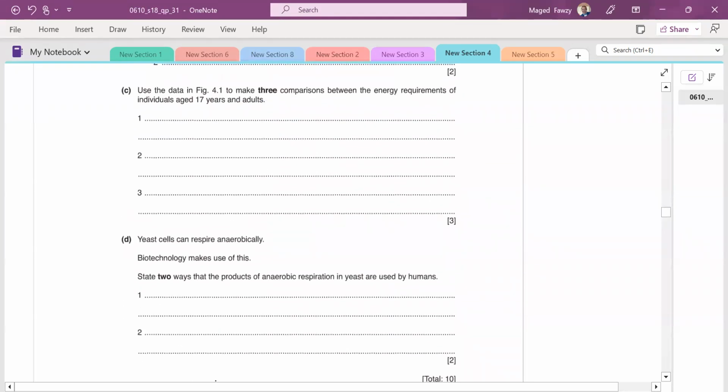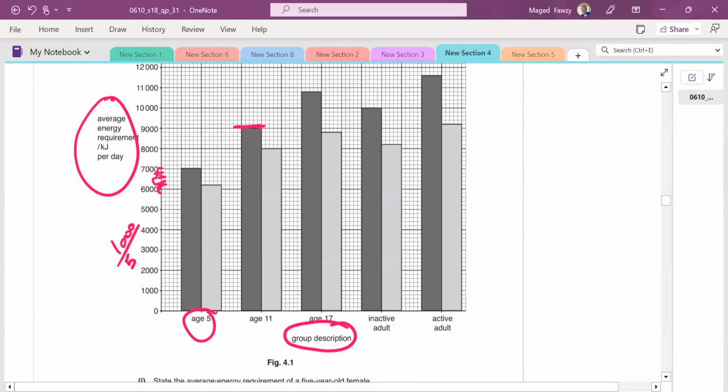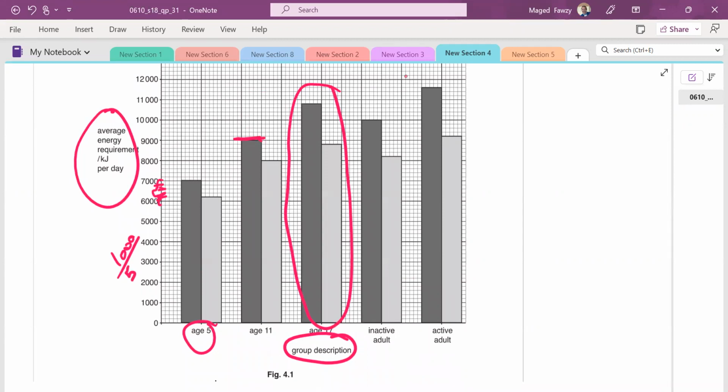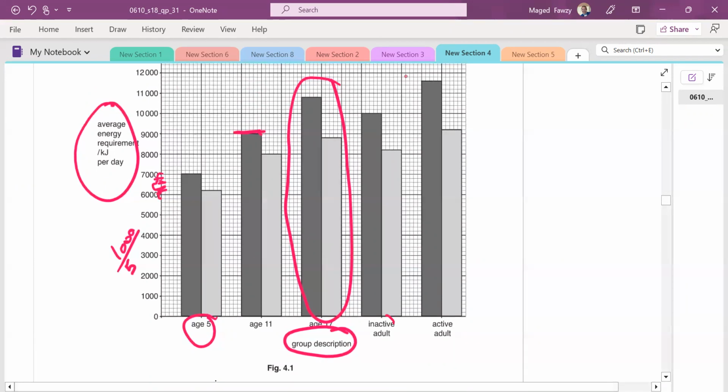Use the data in figure 4.1 to make 3 comparisons between the energy requirements of individuals aged 17 years and adults. So what does the question mean? I have age 17, and I want to compare the data between age 17 and the adults. For the adults, I have inactive and active adults, so this will definitely give me the chance to take the 3 marks. I can also compare between male and female in both.